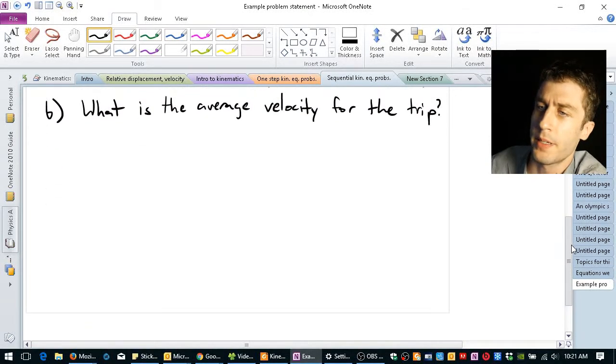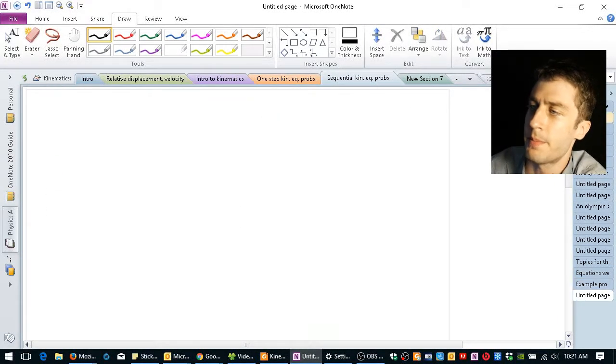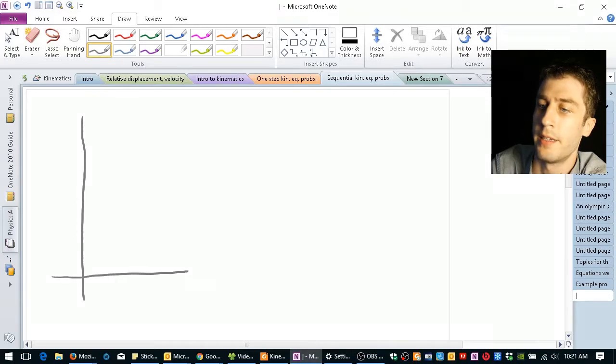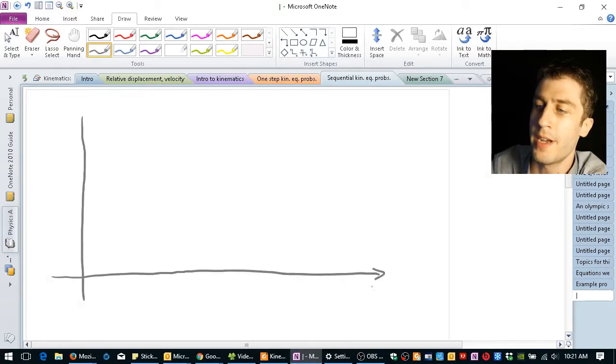As a first step in solving these problems, what I typically like to do is to graph velocity versus time. I'm going to draw my axes in gray because I don't even draw my axes every time. So I'll erase these in just a second.